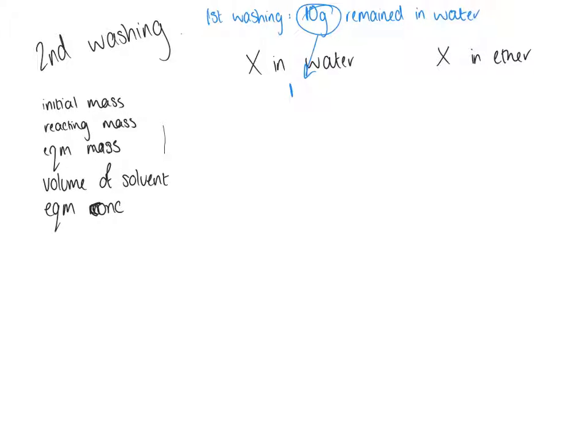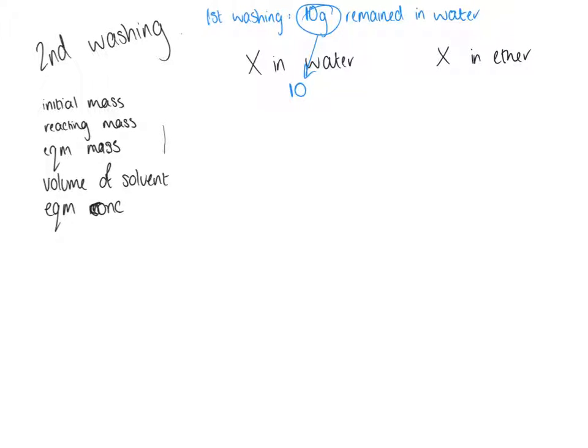So what I've done is I've taken my water layer and I'm now washing it with a further 50 centimetres cubed of my ether. So that's my initial mass of x in the water layer. And that's the only thing that's different about these types of calculations. You need to know which value to use as your initial mass for your second washing.